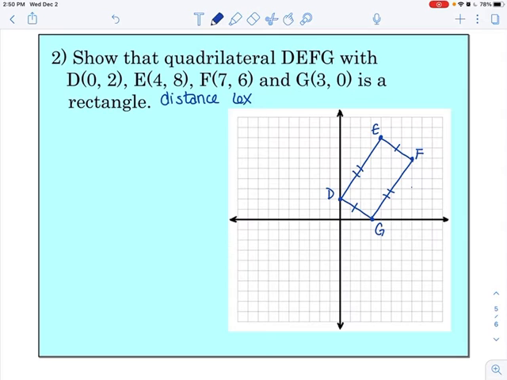And then I need to show that the diagonals are congruent. So I would need to show that DF is congruent to EG. And again, that's going to be the distance formula another 2 times. So altogether 6 times, both pairs of opposite sides congruent, and then the diagonals are congruent. That's why we're using it 6 times. Again, it doesn't matter where you start. I'm going to start with DE.